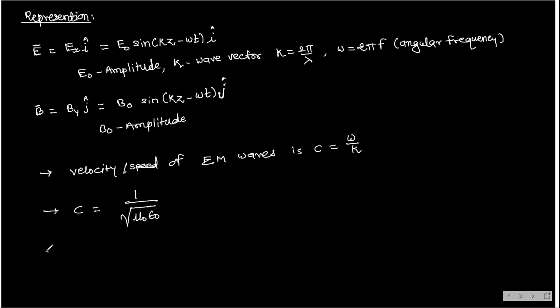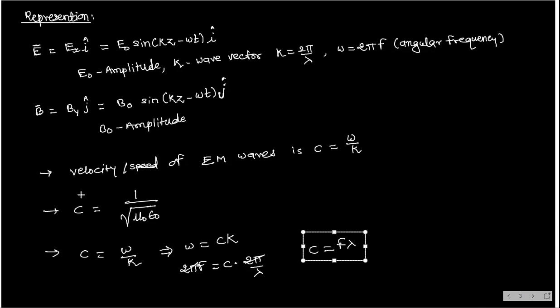From this I can write c is equal to omega by k. Yes, no? So from this, can I write like this? Omega is equal to c into k. Omega is equal to 2 pi f, which is equal to c into 2 pi by lambda. This 2 pi and this 2 pi will get cancelled. And here also c is equal to f lambda is true. Okay, c is equal to f lambda is also true.